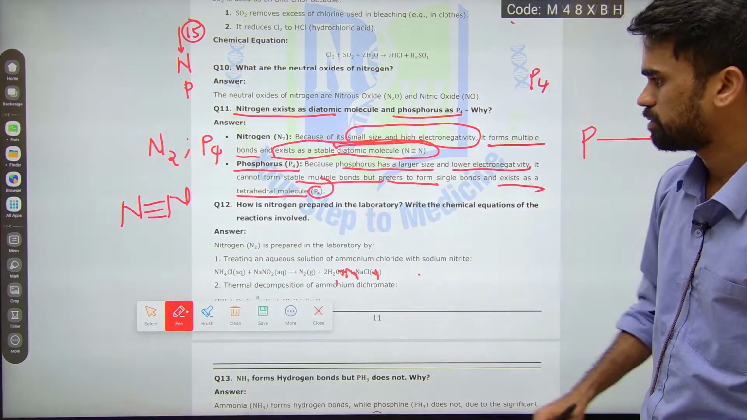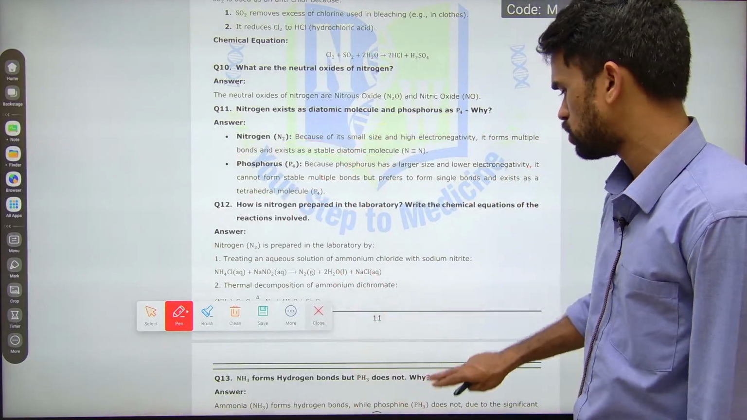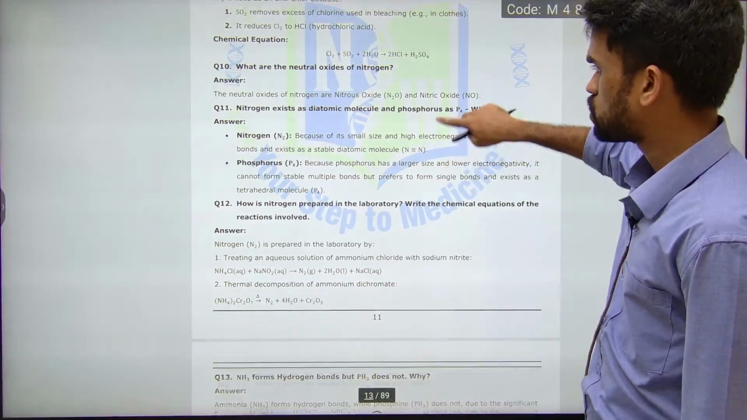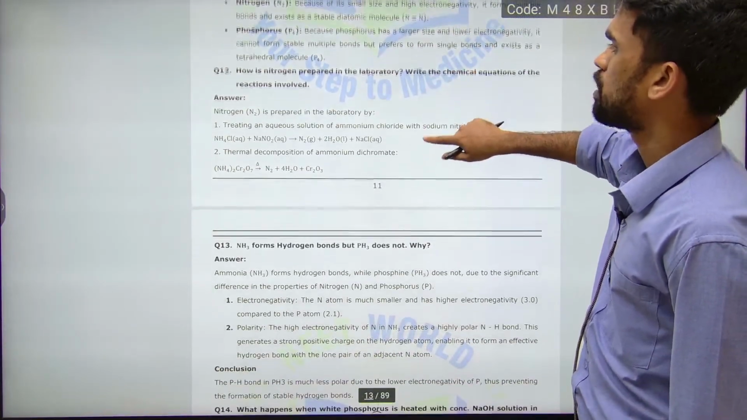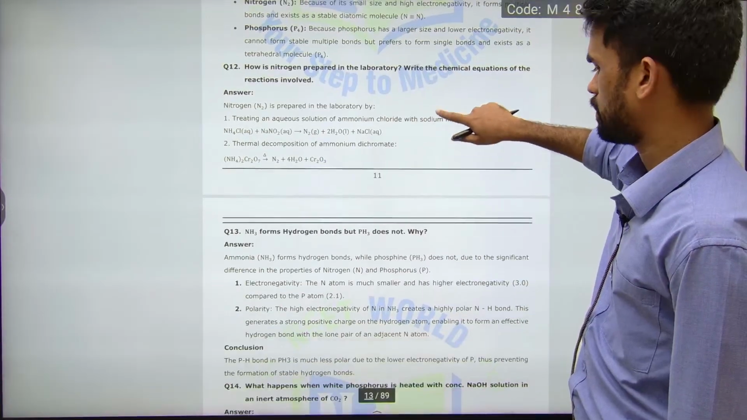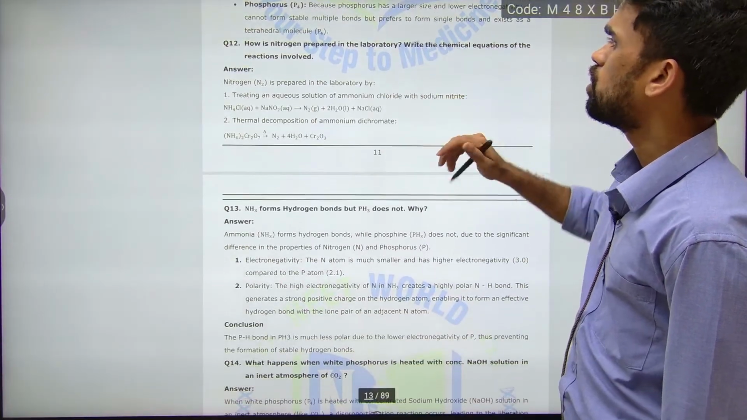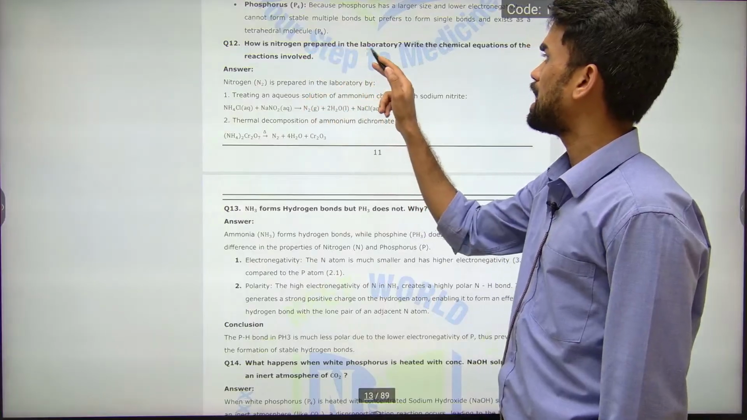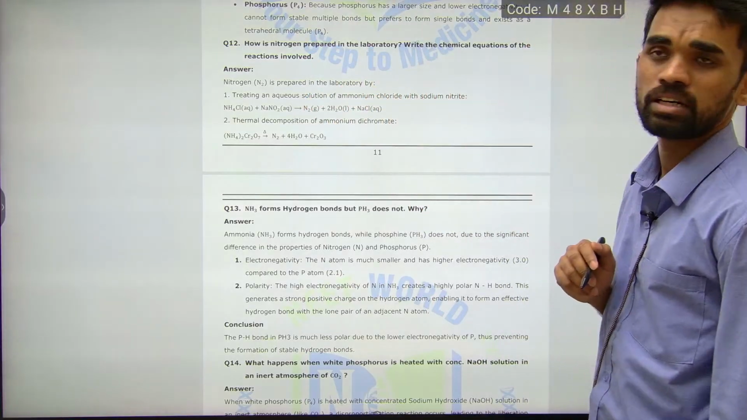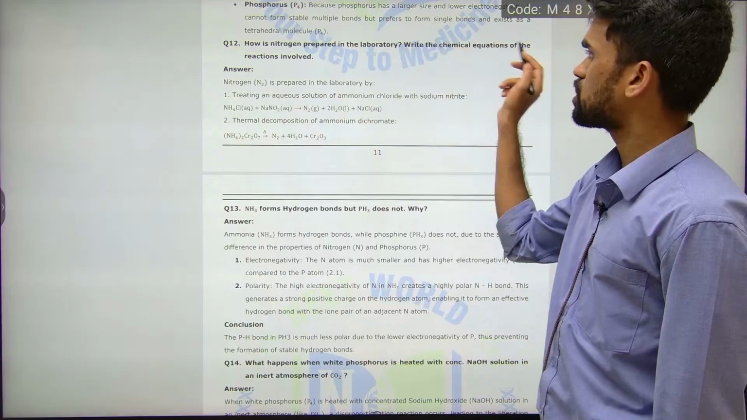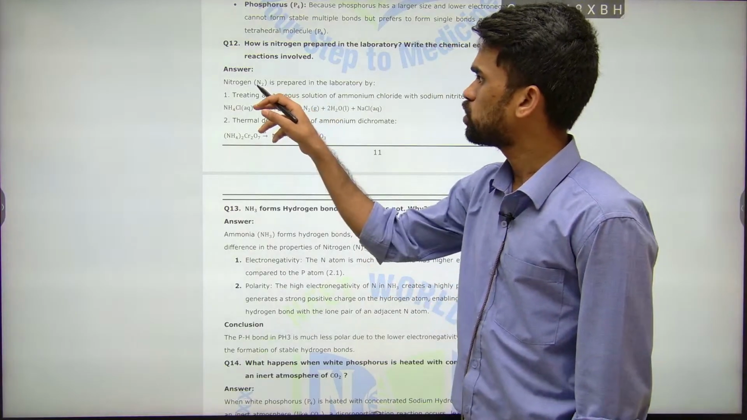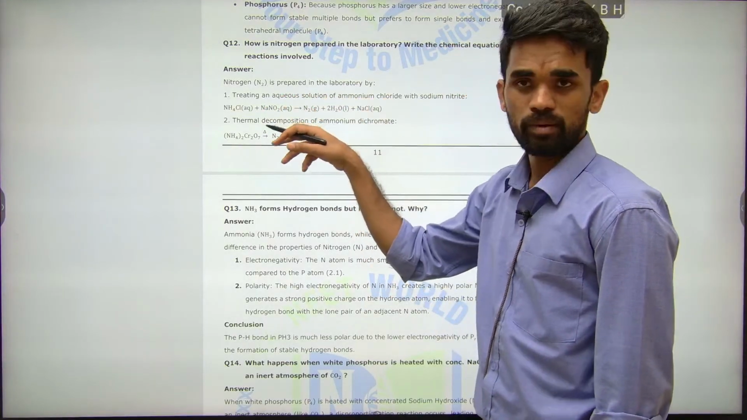Okay, next here we have 2 or 3 more questions. Let us finish so that the complete 2 marks questions from P block are completed. Okay, so now how is nitrogen prepared in laboratory? Write the chemical reactions involved there. See, nitrogen is prepared in the laboratory by the following methods.